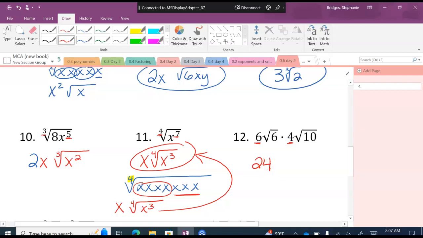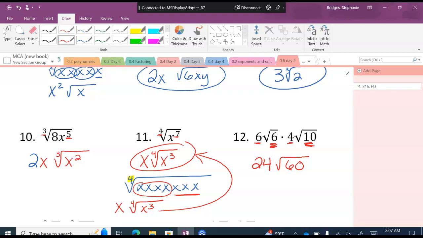And then I multiply the 2 numbers that are under the radical. The 6 and the 10. And they stay under the radical. What is 6 times 10? 60. And then from there, I need to see if it can simplify. Is 60 on my perfect square list? No. So what I need to do is go through and find a perfect square that divides into 60.